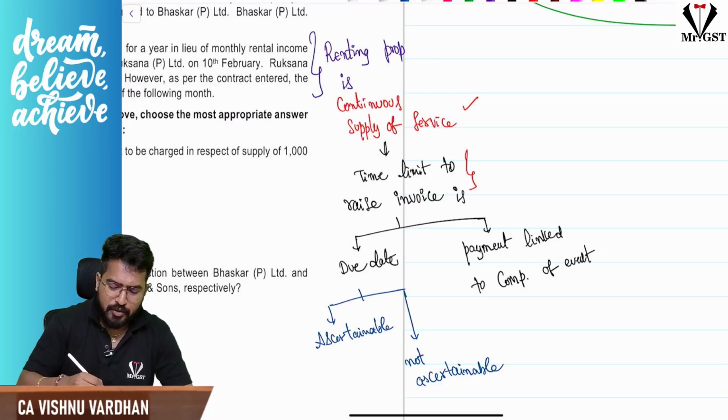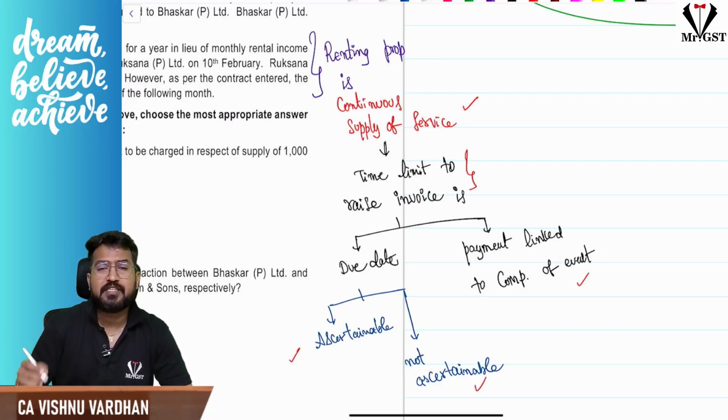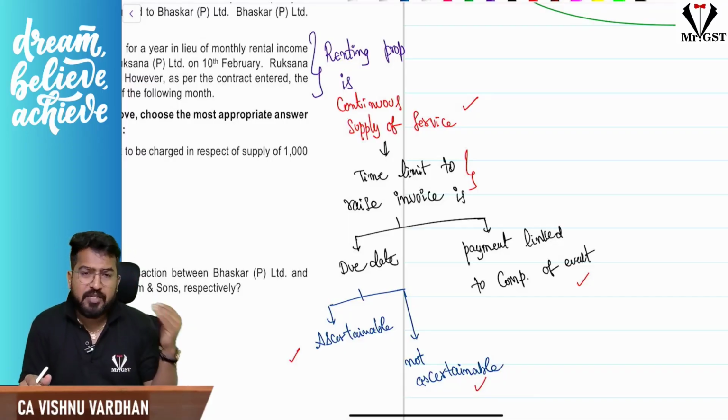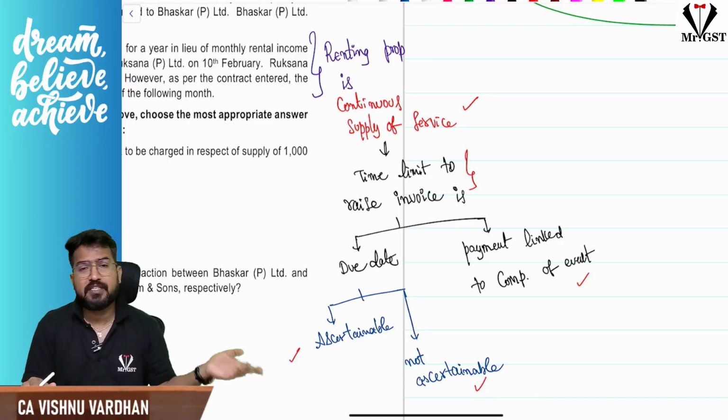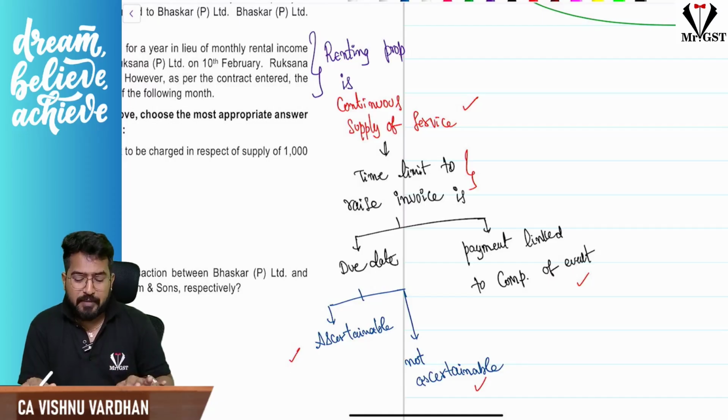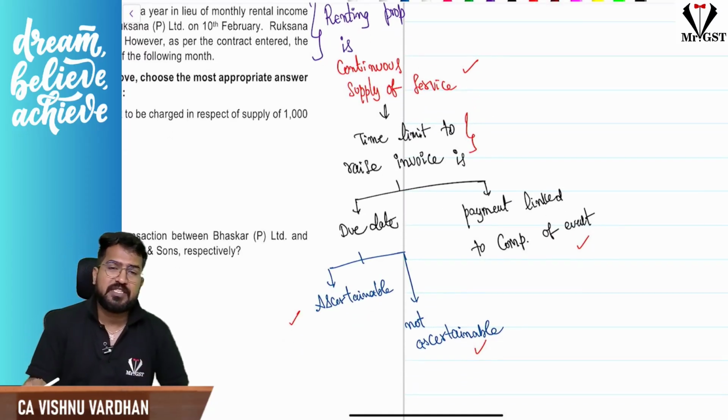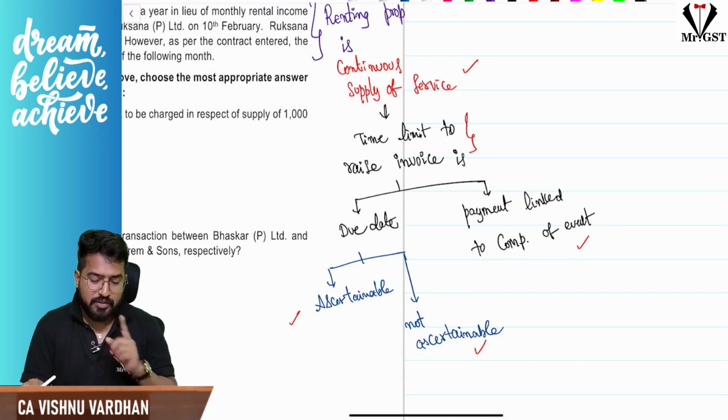You should see whether the due date is ascertainable, not ascertainable, or the payment is linked to completion of an event. Due date is ascertainable: on or before the due date. Not ascertainable: on or before the date of payment. Payment is linked to completion of an event: on or before completion of such event will be the time limit to raise the invoice. So please be careful here.